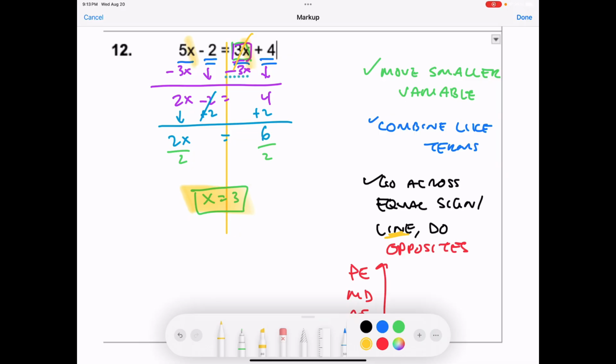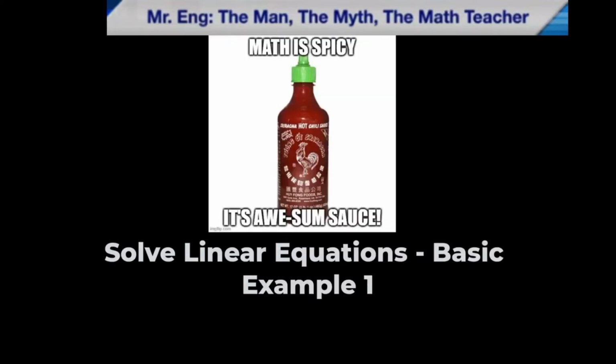to check your answer. You would get 5 times 3 minus 2, which is 15 minus 2, which is 13. And 3 times 3 plus 4, that would give us 9 plus 4, which is 13, and that is true. Say it again.